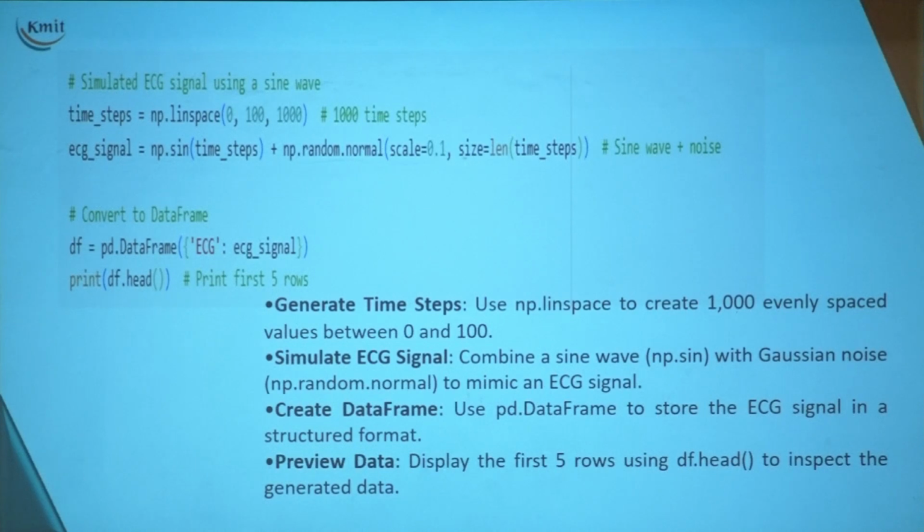So I am adding noise with some scale, and size is equal to the length of the time steps. How much noise do you want to add? To the entire signal, the entire 0 to 1000. Are you all clear with these two lines? So what did I do now? I have taken a range of values from 0 to 1000 with range 100, created a sine wave on them, and added some random noise to it. Now my input is ready.